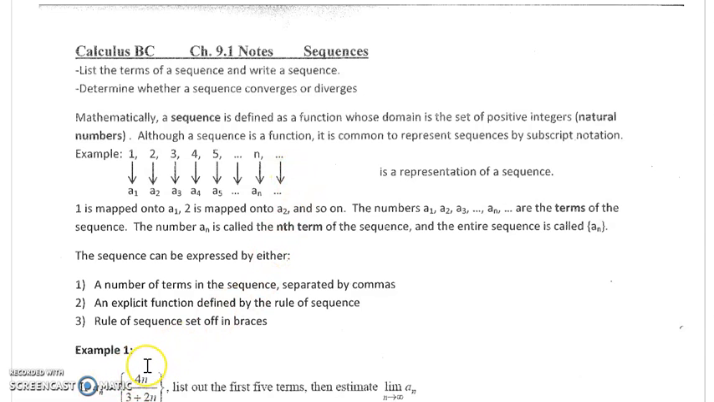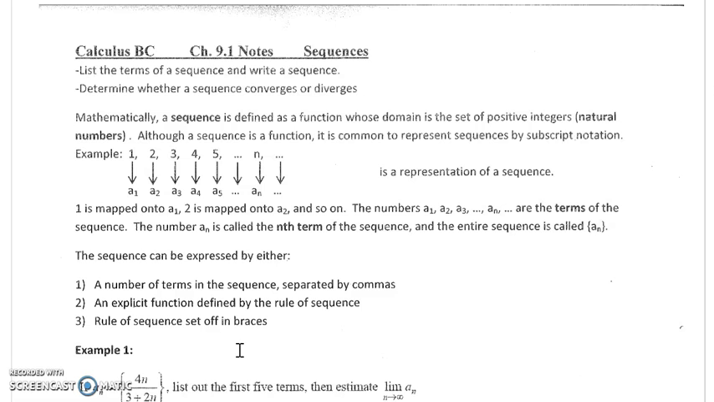Okay, another way we could give it is as an explicit rule. For example, that's like your f of x equals 4x over 3 plus 2x. This is a sub n equals 4n over 3 plus 2n. Same idea, again, except instead of using x as a continuous variable, we're going to use n as a discrete variable, and n again is going to go from 1 to infinity, but just the integers.